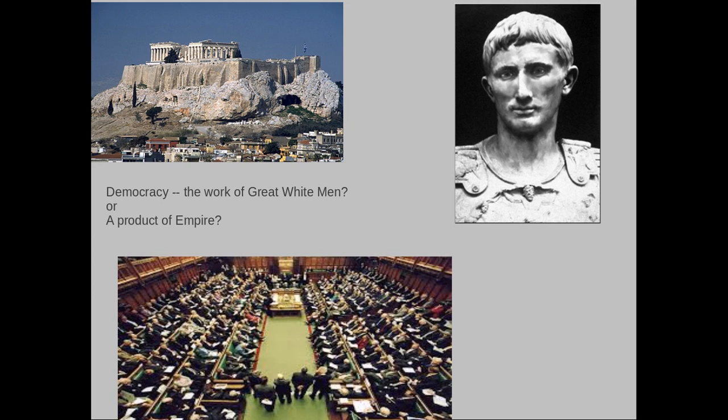But if you look at democracy, there's the ancient Greek Parthenon, I believe it is, on the left slide, and there's Augustus on the right slide from ancient Rome, who was the first of the Caesars to transform Roman society from being a limited democracy back into being a dictatorship. And of course we have a modern parliament in the bottom picture.